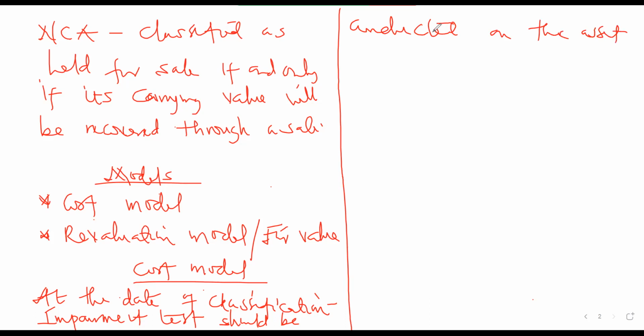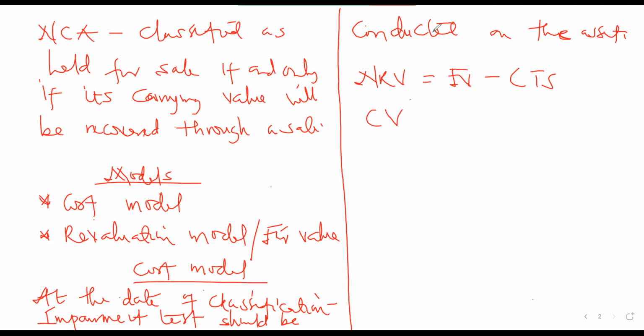Okay. Why are we saying that an impairment test should be conducted on the assets? You can determine the carrying value yourself, but the question will be giving you the net realizable value. How do we calculate the net realizable value? It is the fair value minus the cost to sell. So they will give you the fair value and the cost to sell. You determine it, and then you also determine the carrying value.